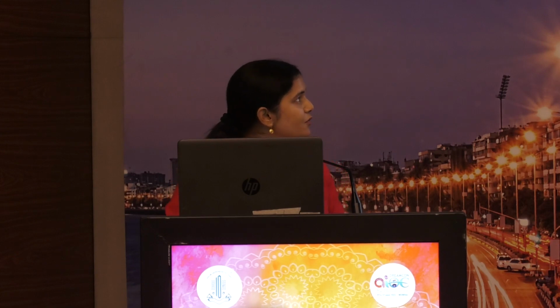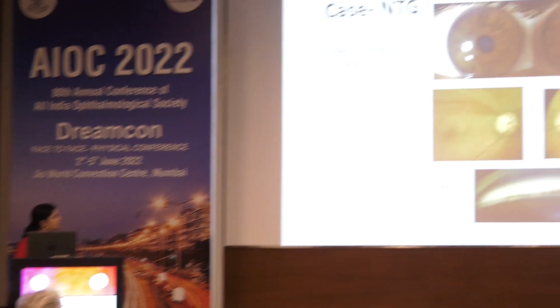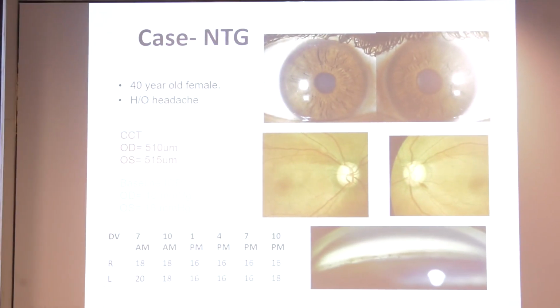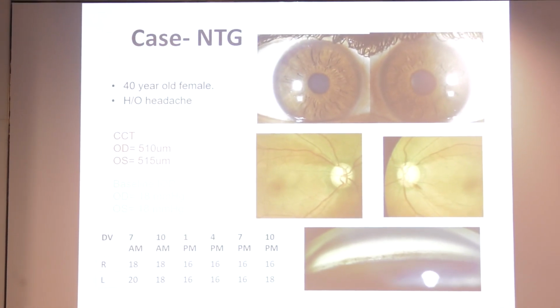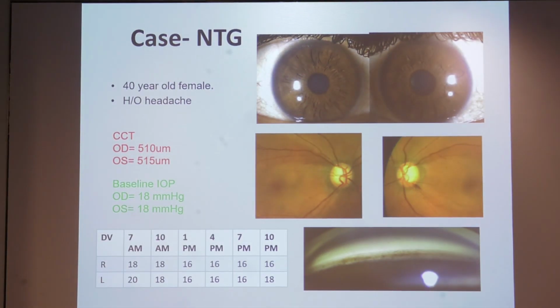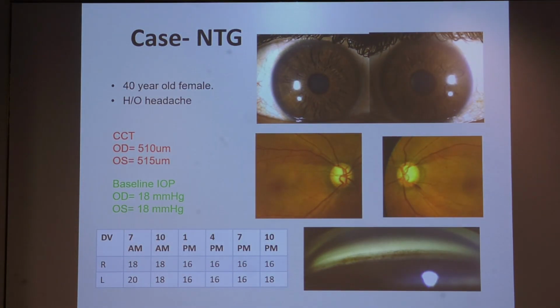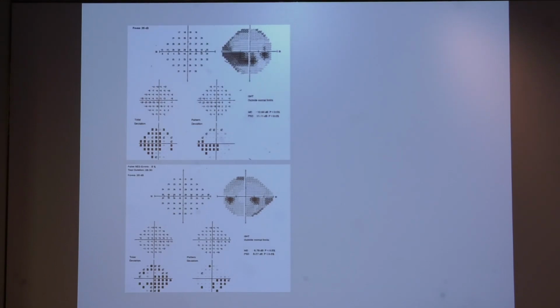So this case was of a 40-year-old female who had a history of headache, and the intraocular pressures, while they were in a very normal range, the optic discs, as we can see here, had RNFL defects in the superior and inferior quadrants, in both eyes, with a disc hemorrhage present in the left eye. And the visual fields were as shown here in the right eye.